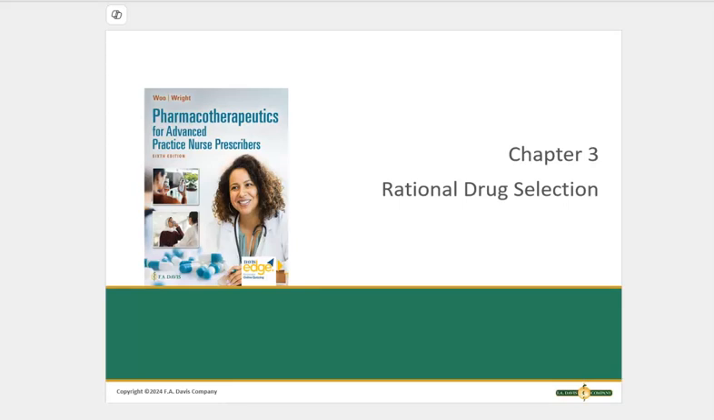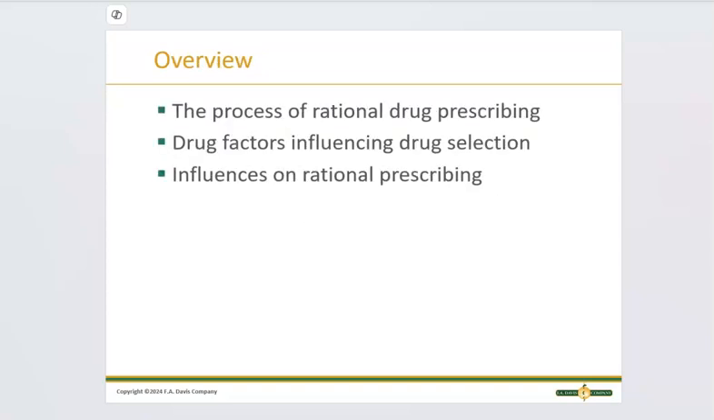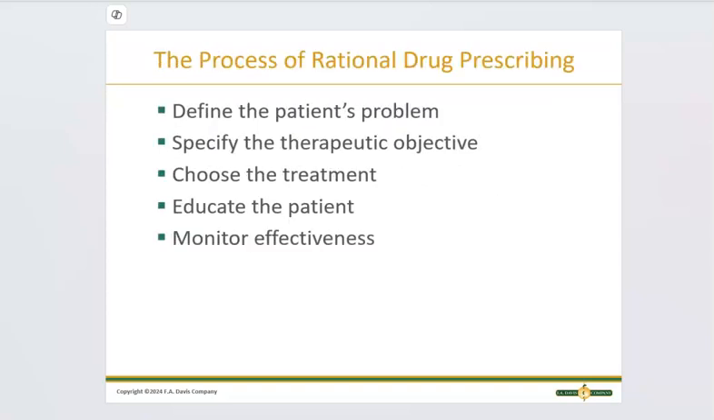Jumping into chapter 3. All right, we're going to talk about rational drug selection. Our objectives are there. The process of rational drug prescribing: we have to define the patient's problem, specify the therapeutic objective, choose the treatment, educate the patient, and then monitor for effectiveness.